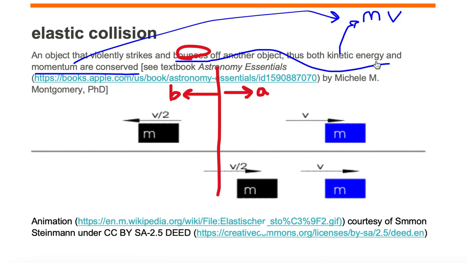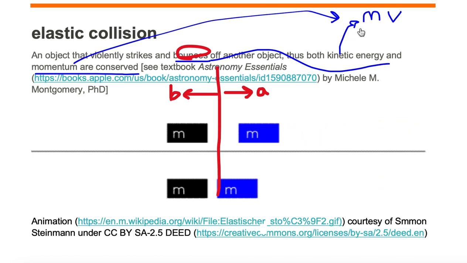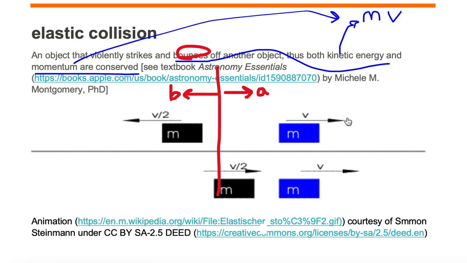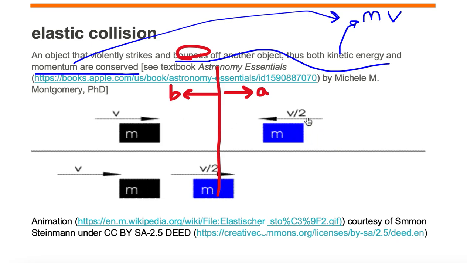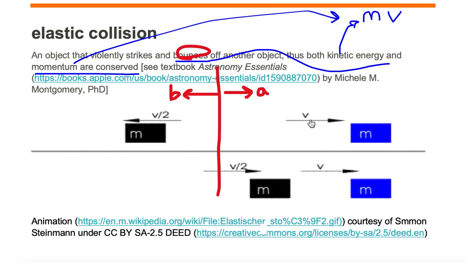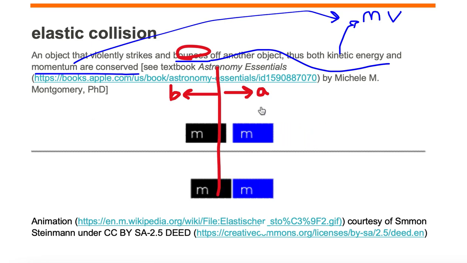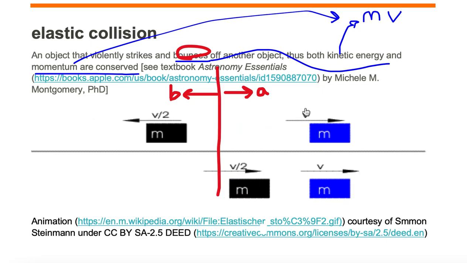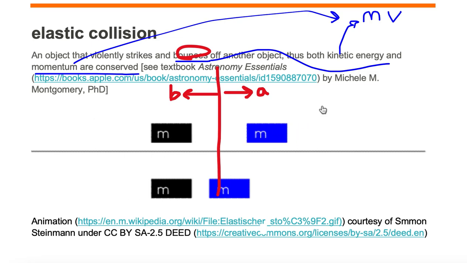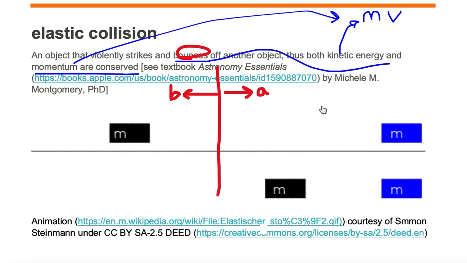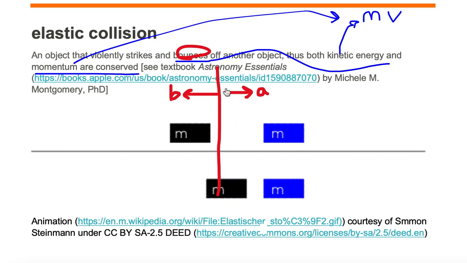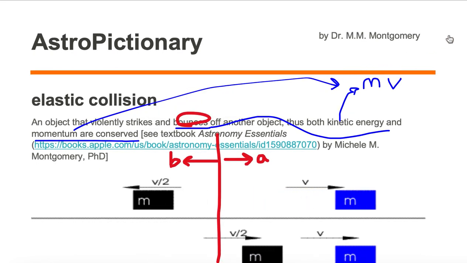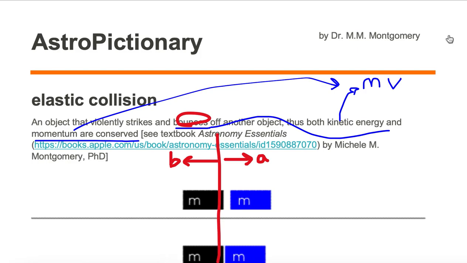So we say the bounce tells us that both kinetic energy and momentum are conserved, or mass is conserved and speed is conserved. So if you take a look at before the collision, we have a v and a v over 2. And then after the collision, we also have a v and a v over 2. The total amount before, v plus v over 2, is the same as the total amount after the collision, which is v plus v over 2. The total amount of speed before and after the collision is the same because of the bounce. And therefore, we have kinetic energy and momentum conserved in this elastic collision, which is an object that violently strikes and bounces off another object.